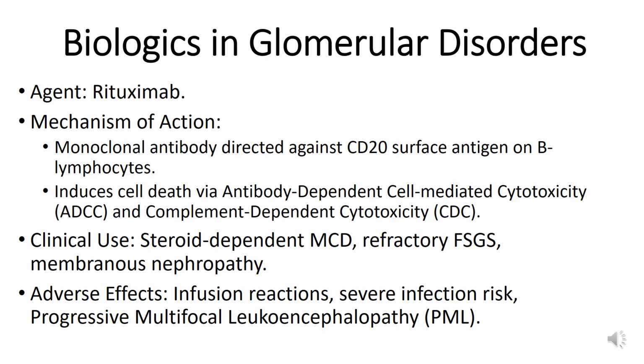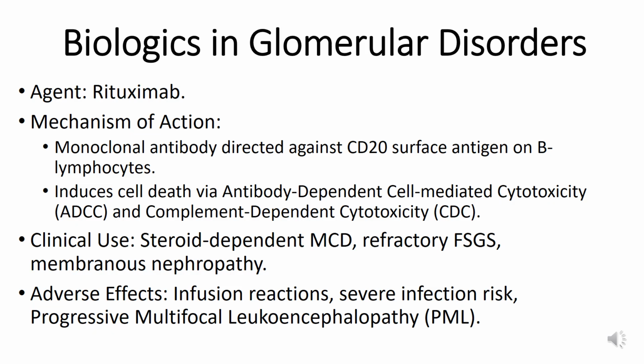A rare but very serious complication is progressive multifocal leukoencephalopathy, or PML. Progressive multifocal leukoencephalopathy is caused by reactivation of the JC virus. It results in severe damage to the central nervous system. Although uncommon, it can be life-threatening. For this reason, patients receiving rituximab require careful long-term follow-up.